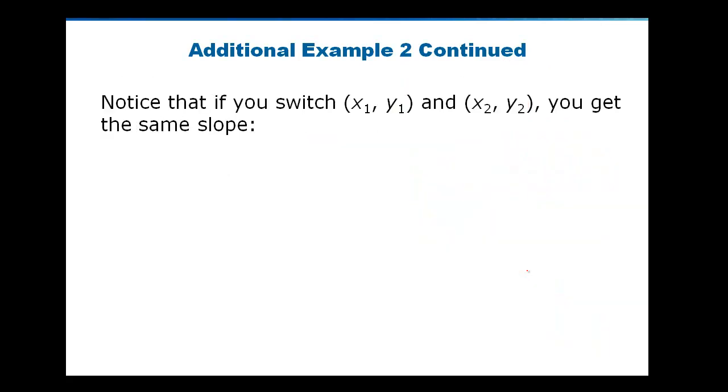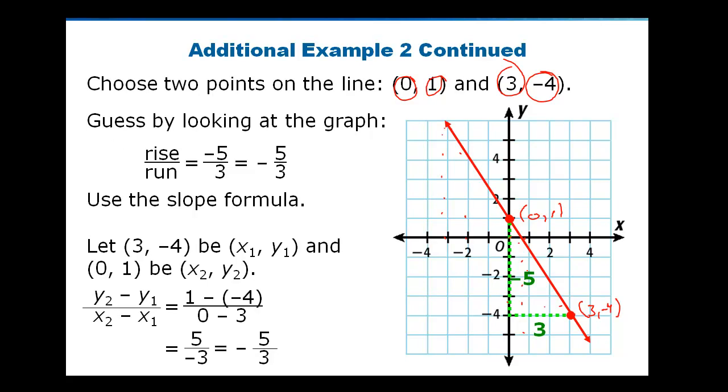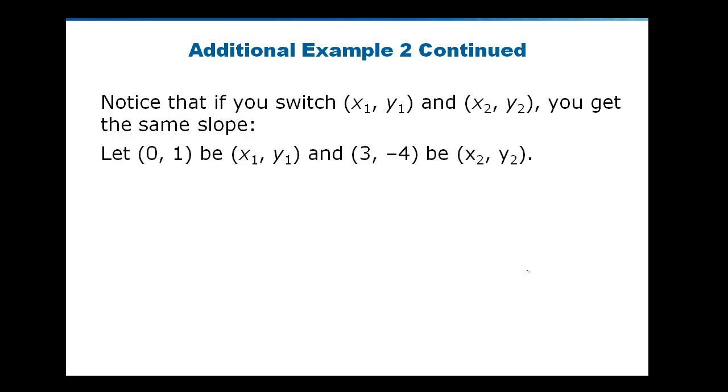Another example here. Notice that if we switch the points, it will have the same slope. Let's try. If I have 0, 1, I will change the point. You remember? Here we took 3 and -4 first. Now I will take 0 and 1 first. When I change it, it will give me the same slope because -4 minus 1 and 3 minus 0. The negative here came from up, so it gives us the same slope.